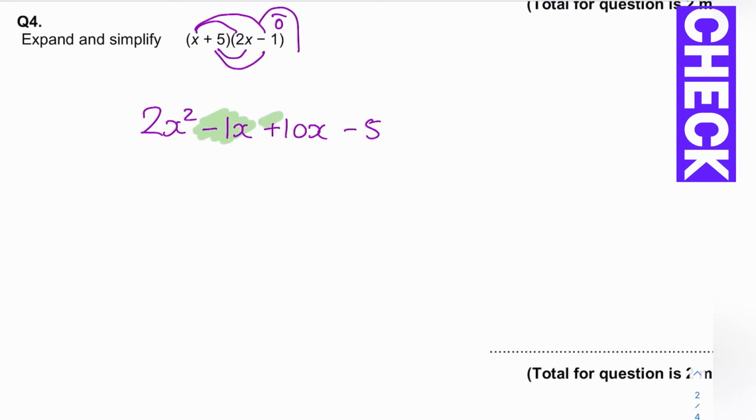We've got negative 1x plus 10x. So negative 1 plus 10 is equal to 9. Therefore, negative 1x plus 10x must be positive 9x. And everything else stays the same.